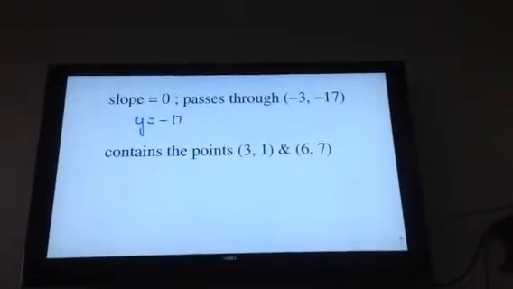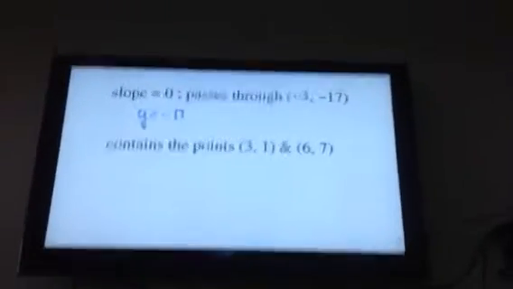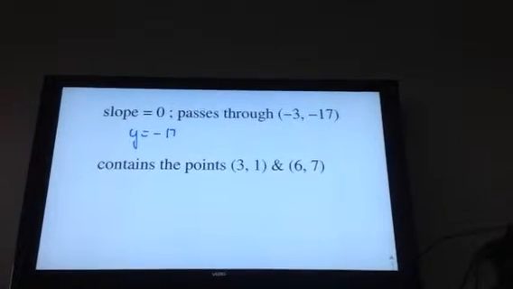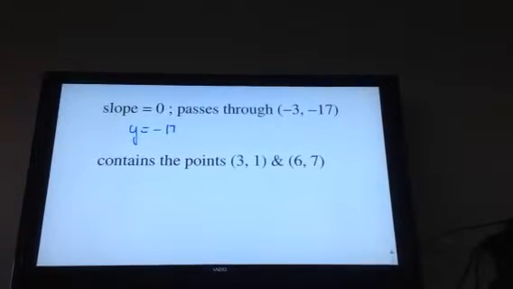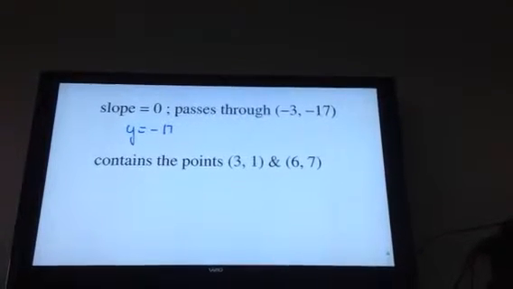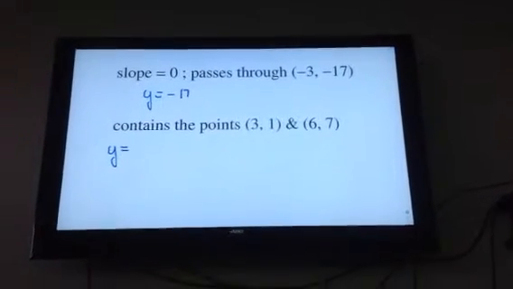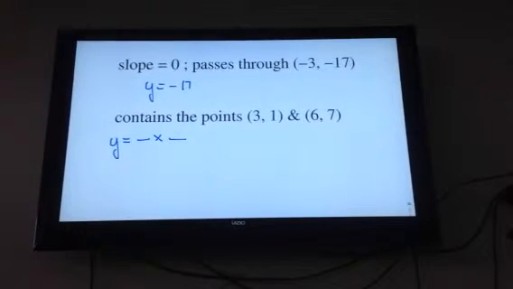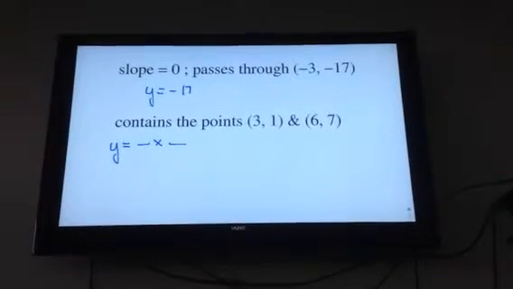All right, next question. Contains the points 3, 1, and 6, 7. They do not give us any direct information here. No indication that we have a special line. So I know I'm going to do the fill in the blank. I know I've got to find my M and B. But they don't give us either one this time.